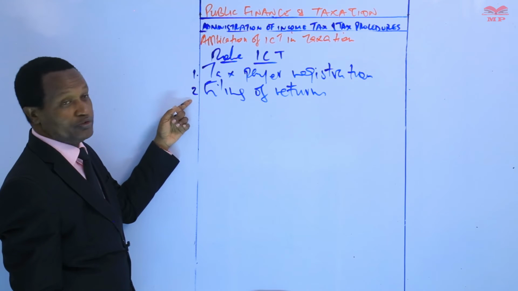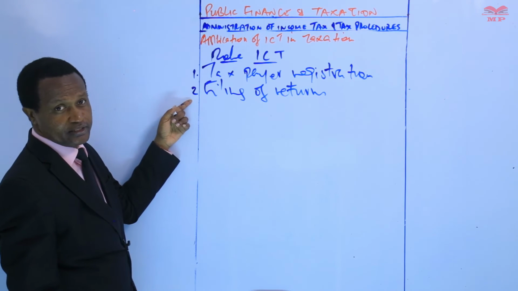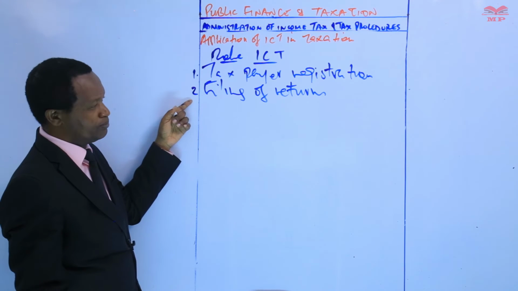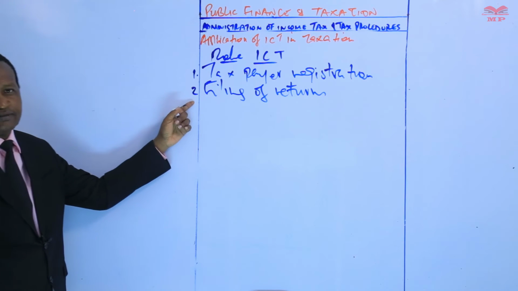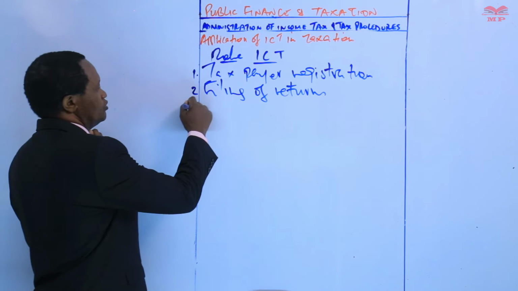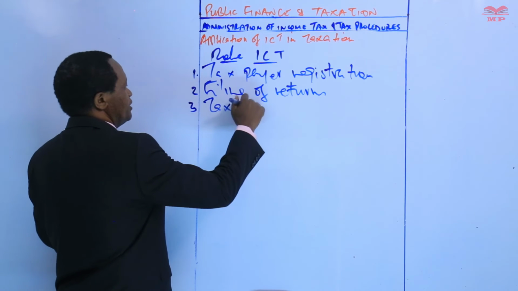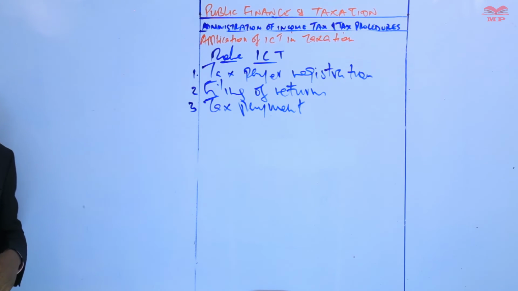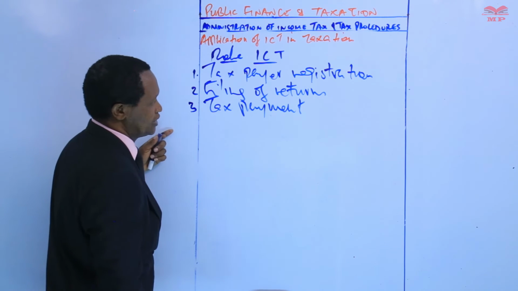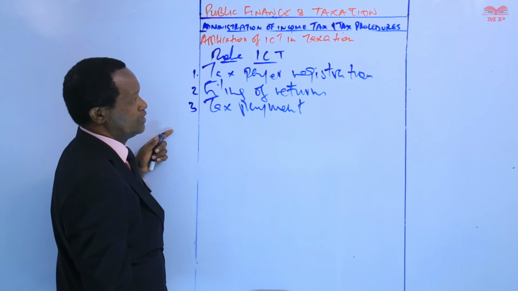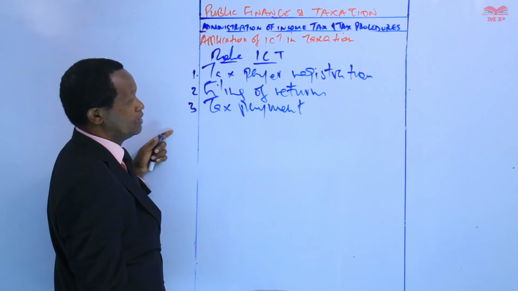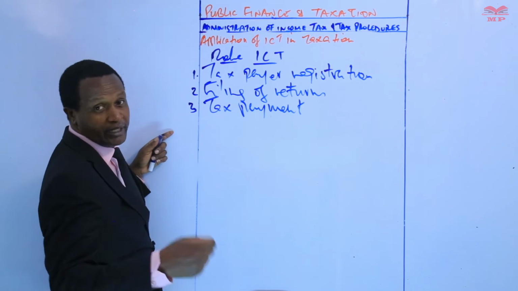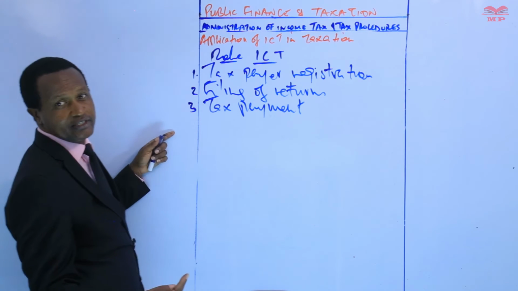Second application is filing of returns. This is electronic submission of various tax returns. 3, tax payment. There is online generation of payment slips and integration with electronic payment methods. Taxpayers can now pay their taxes through M-Pesa, through bank transfers, and so on. Tax payment is now done electronically.